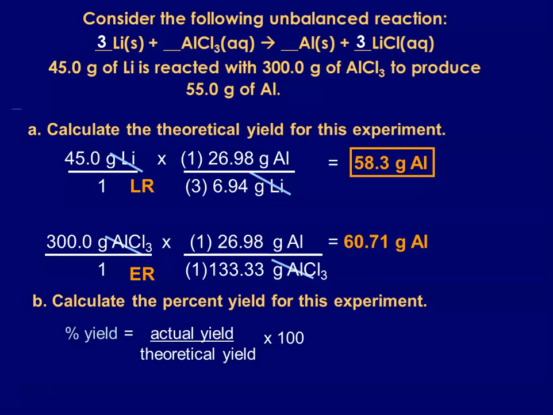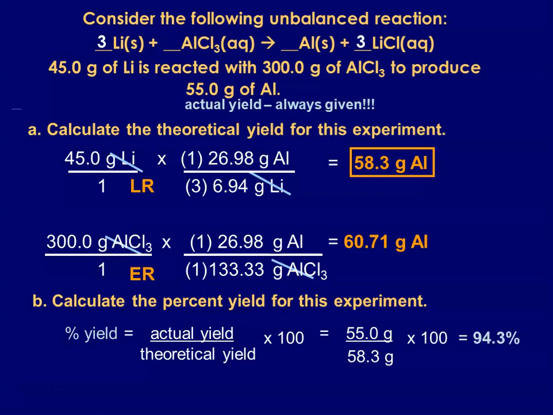Again, they both have to be of the same substance, which is why we found the theoretical yield for aluminum, because we had the actual yield for aluminum given to us in the problem. If you were doing it in the lab, you would get your actual yield from your data. So I can take the 55 grams of aluminum and divide it by the theoretical yield of 58.3 grams and multiply it by 100. And when I do that, I get my percent yield, which in this experiment happened to be 94.3%.